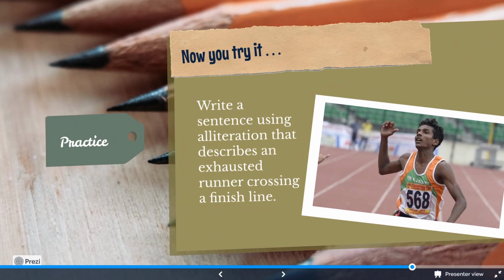All right, so let's practice. Probably hit pause, grab something to write with, or maybe you can use your computer, and you're going to write an alliterative sentence that creates an image of an exhausted runner crossing a finish line. You can look at the picture, or you can call up a memory of having been near a finish line at a cross-country race or a road race or something of that nature.